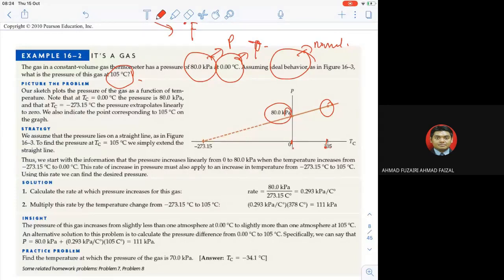So we should do some sort of rate for the situation. And we know when pressure is 0, the value of T will be negative 273.15. So that's what they did. They used the rate to know the unit conversions. So at 1 kilopascal, what will be the rate? Based on 273.15, they will not use negative, they just use the number 273.